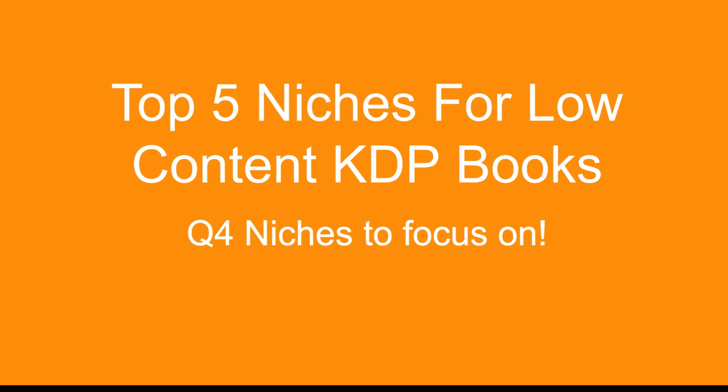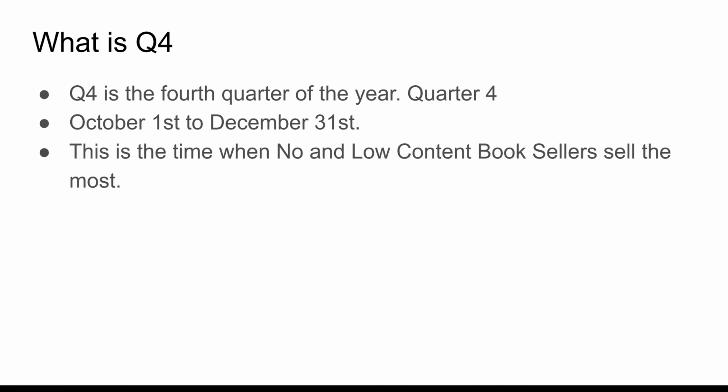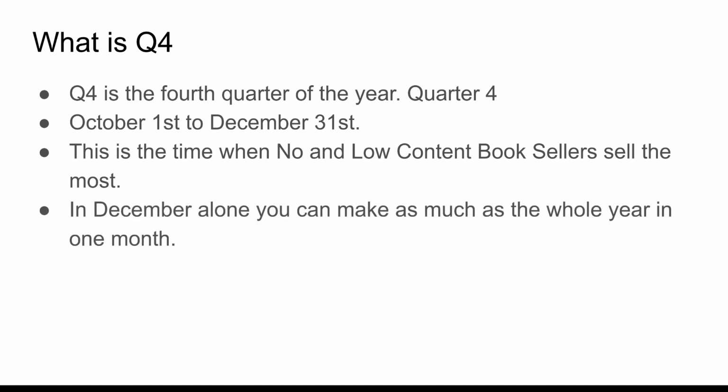Q4 is coming towards us. What is Q4? It's the fourth quarter of the year, also known as quarter four. October the 1st to December 31st is the period when this Q4 happens. It is also the time when no and low content booksellers sell the most. And in December alone, you can make as much as the whole year in 1 month. So you need to get ready for quarter four for the good ride that comes along with it.